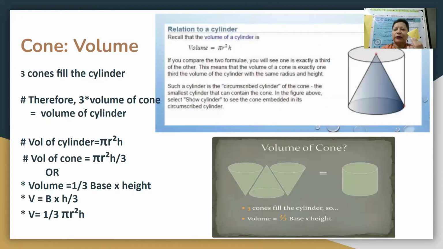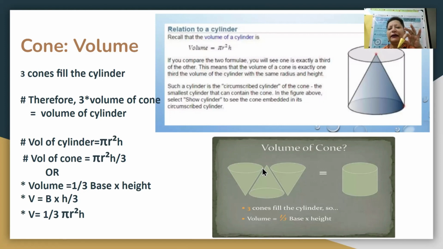Now, this can be done with a practical example. Suppose you have a cone and a cylinder of the same height. You fill the cone up 3 times and empty it out into the cylinder 3 times. What will you notice? That the volume which you could fill up in the cylinder is exactly 3 times that which you could fill up in your cone. So this you can see here with the help of this demonstration.